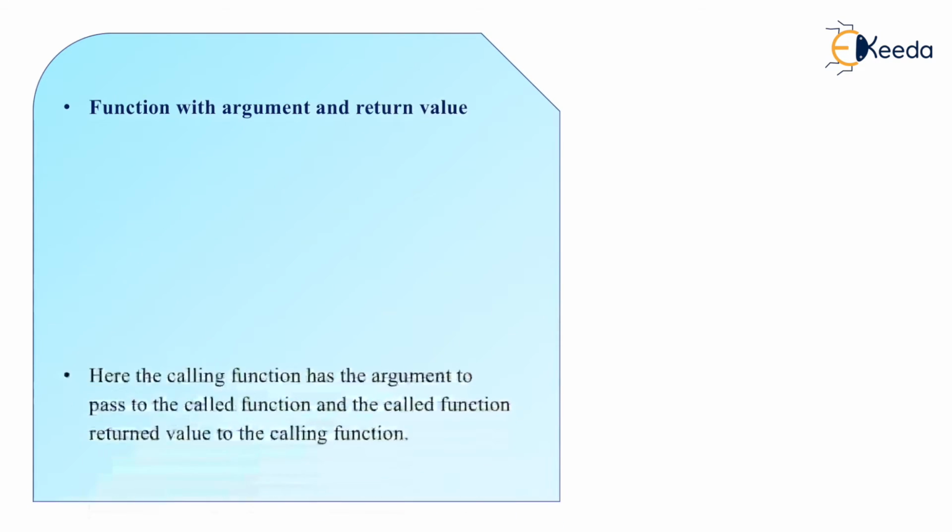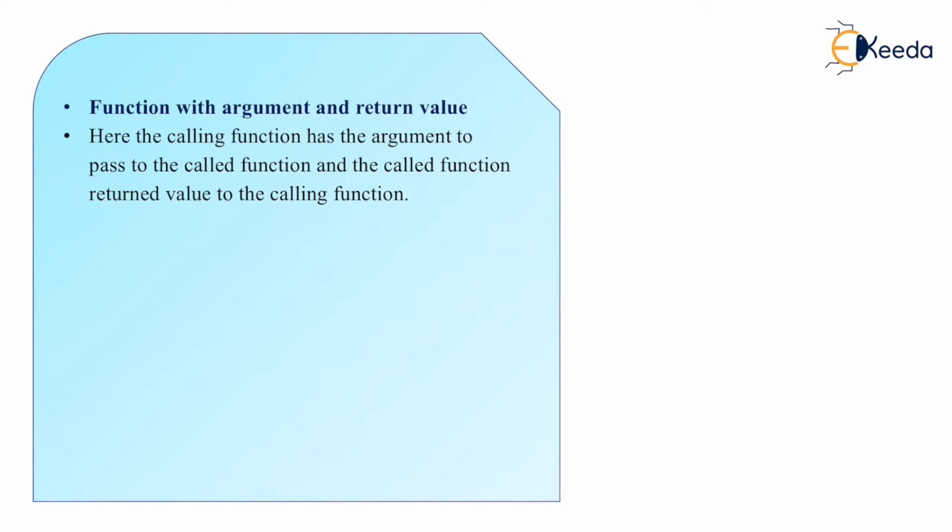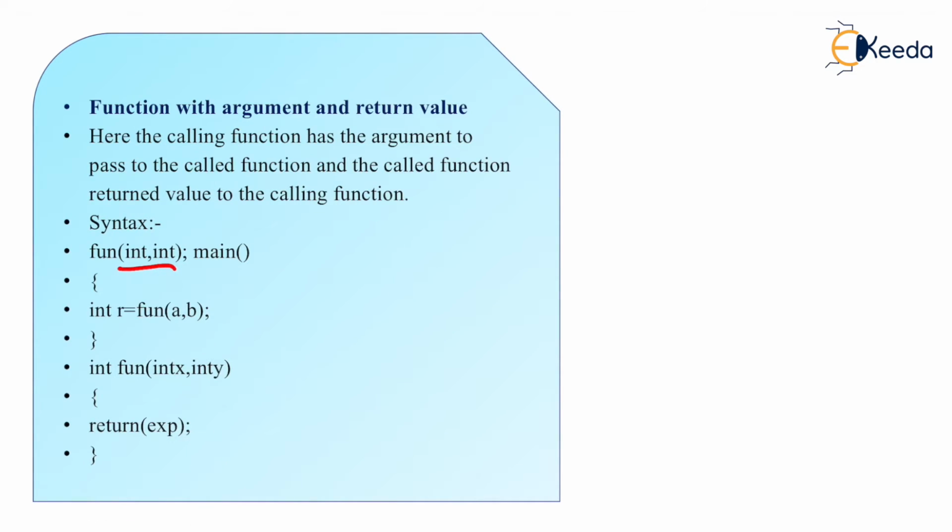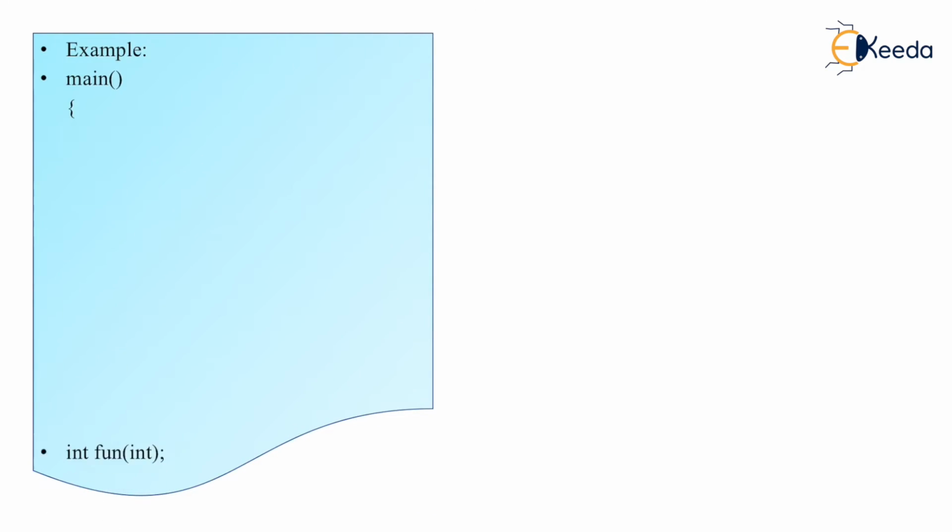Function with argument and return value. Here, the calling function passes an argument to the called function. This means there is a return statement as well as an argument for the calling function. For the syntax, function int. Inside the main block, we are calling the function and storing that value in r. Then when the function is called, the function definition is given, and this function definition is returning the value to r. Now we'll see the example.